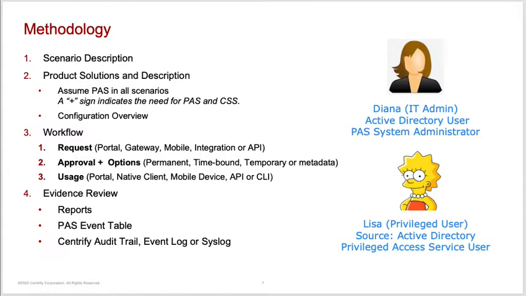We're going to do the request. Requests can be done through the portal, the SSH gateway or RDP gateway, the mobile device, an integration, or the API. We're going to see the approval options. Then we're going to see the feature in action. Finally, we're going to do an evidence review to see if we can get events, reports, or any recordings.